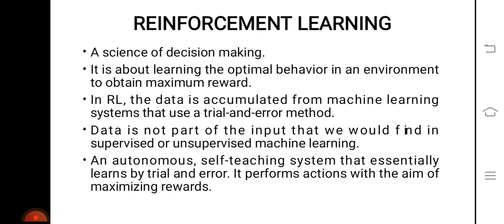Data is not part of the input that we would find in supervised or unsupervised machine learning. It is an autonomous, self-teaching system that essentially learns by trial and error. It performs actions with the aim of maximizing reward. In reinforcement learning, our aim is maximizing the reward.